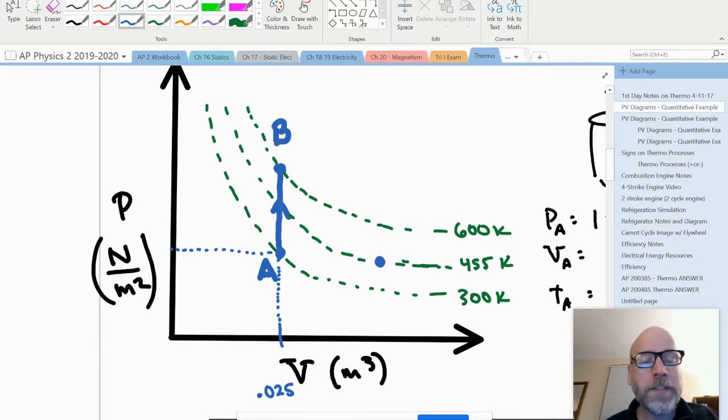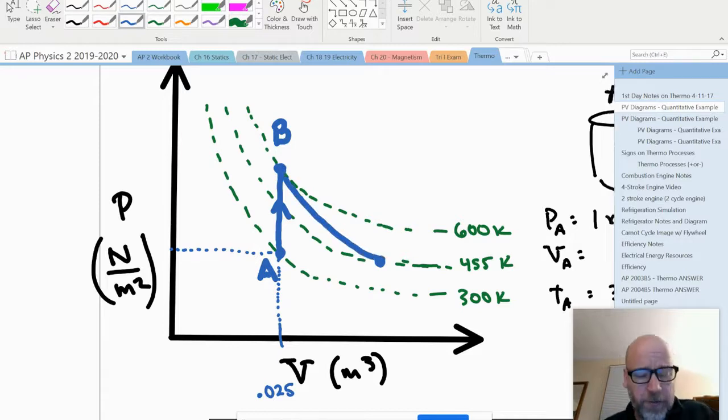It's isometric, so it's a vertical line because the volume doesn't change. From B to C, it's adiabatic expansion, which I will explain more next time. But how I think I would take it for right now is it expanded, so it got bigger, and the temperature dropped.